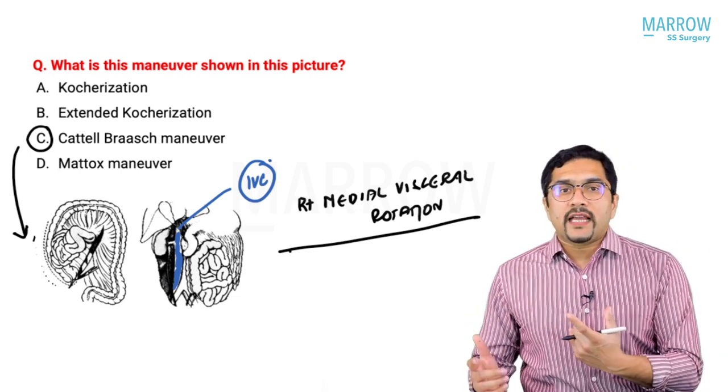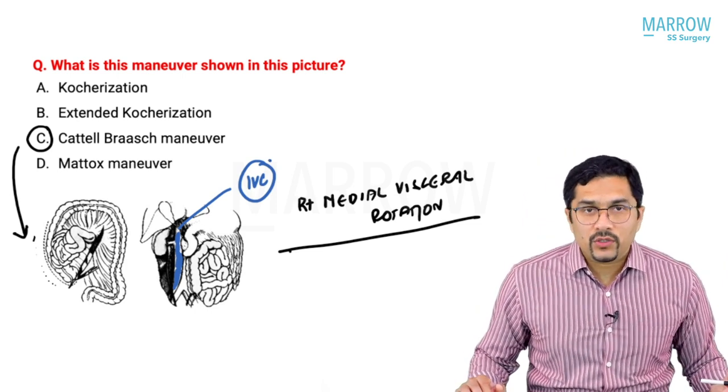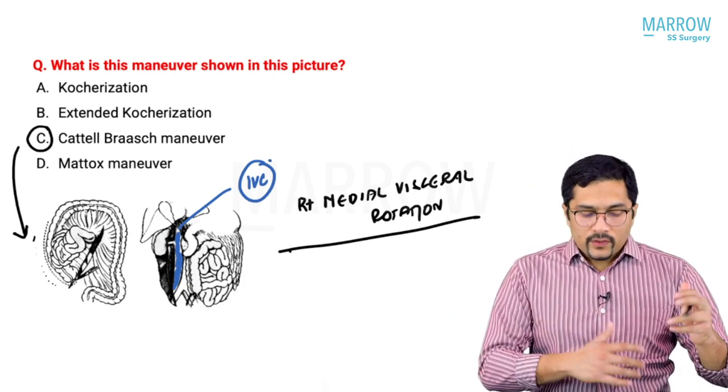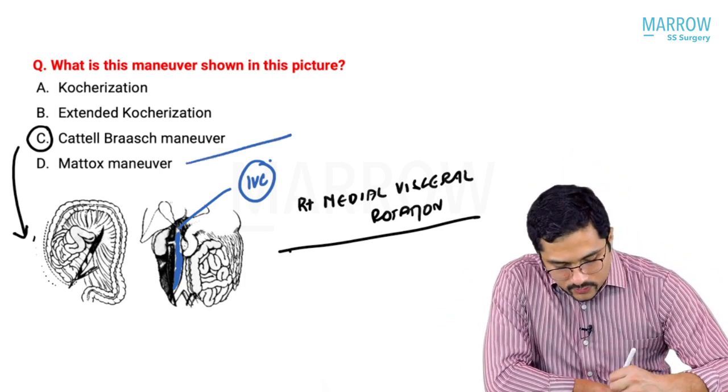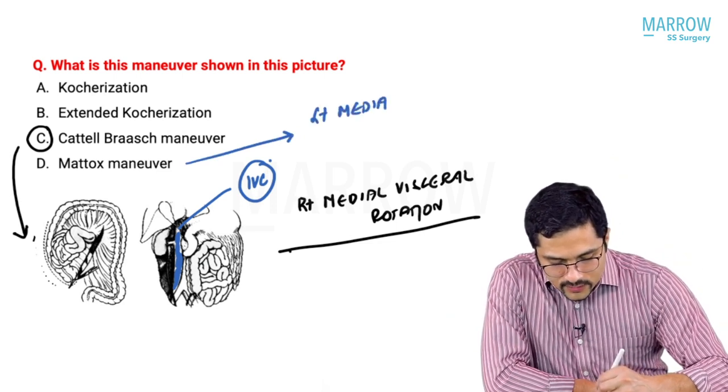So supposing you are operating a patient with a renal cell carcinoma where you have to take control of the IVC or the renal vein, there you will carry out a Cattell-Braasch maneuver and you can expose the IVC. The opposite of this is known as Mattox maneuver. Mattox maneuver is left medial visceral rotation.